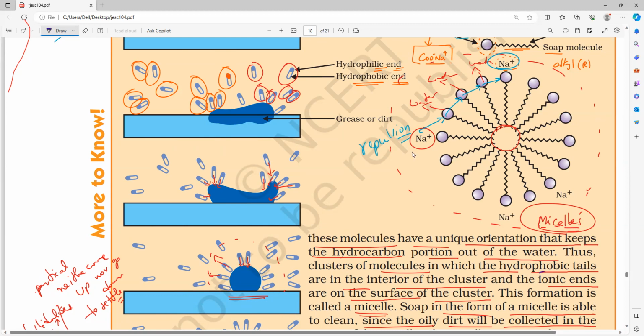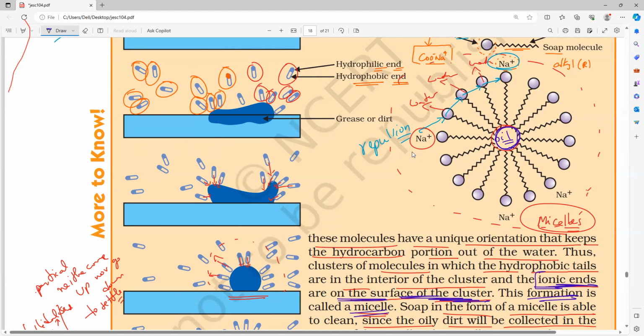Ionic ends are very important. Ionic ends are on the surface of the cluster. That formation is what we call a micelle. And at the center of the micelle, oil drops will be collected. Whatever dirt you have will be collected there. So this is how it will be.